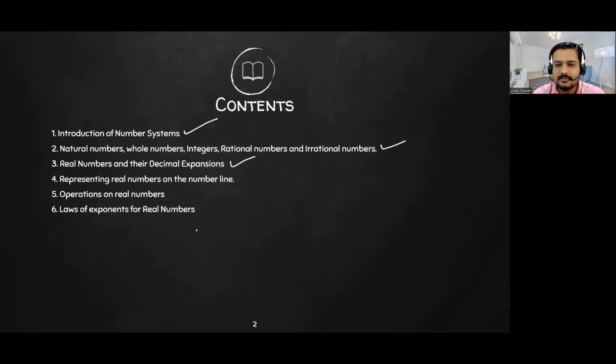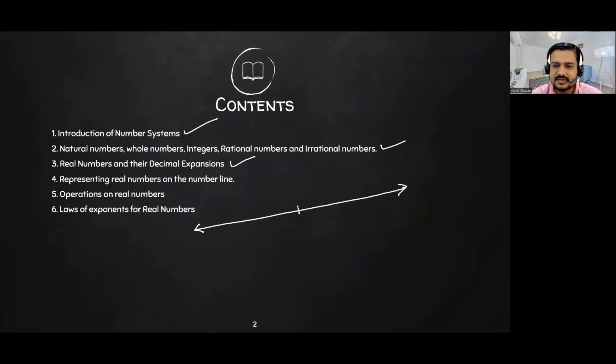Yes, do you know about number line? See, this is the number line. Okay. Akhil, complex numbers are not there for you in 9th standard.